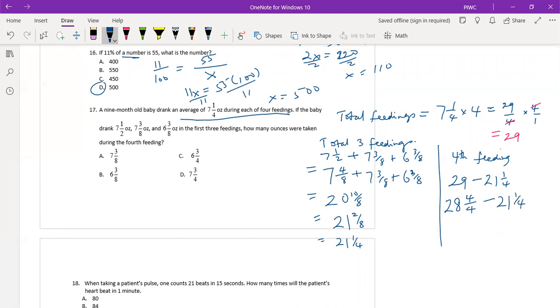I can subtract. 28 minus 21 is 7. 4 minus 1 is 3. So I have 3 over 4. So the answer will be D. Yeah, so this one involves like 3 main steps: multiplying fractions, adding fractions, and subtracting fractions.